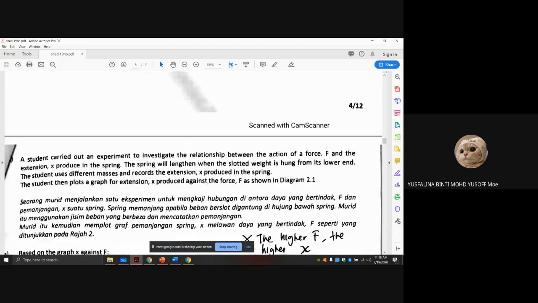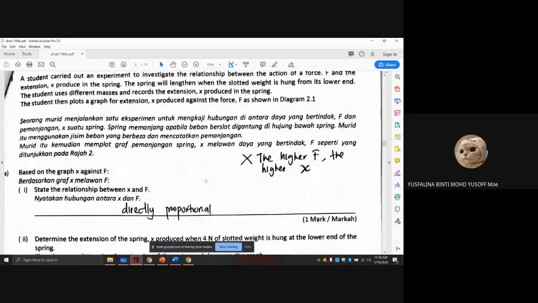Okay, the next one is number 2. A student carries out an experiment to investigate the relationship between the action of force F and the extension X produced in a spring. The spring will lengthen when the slotted weight is hung from its lower end. The student uses different weights and records the extension X produced in the spring. The student then plots a graph of extension X produced against the force. So the first one, based on the graph X against F, state the relationship.